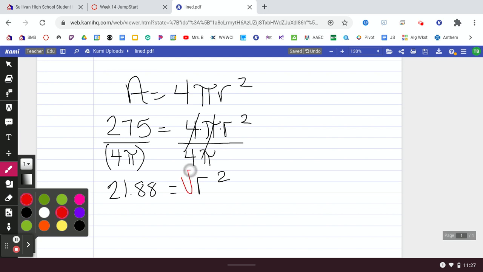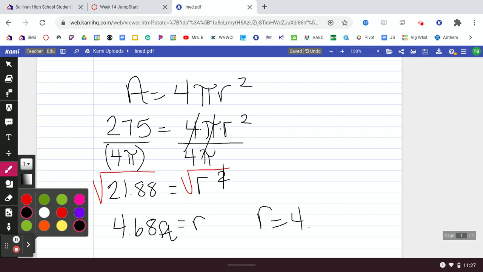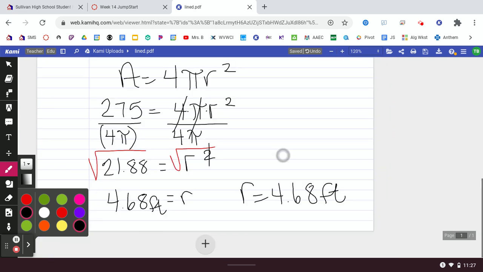Remember, the opposites always cross things out. So, if I take the square root of this side, I also have to take the square root of that side because math is fair. The square and the square root cancel out, giving me my r all by itself over here. And in my calculator, I'm going to put underneath the radical 21.88 equals, good, 4.68 what? Feet. So my radius here equals 4.68 feet.